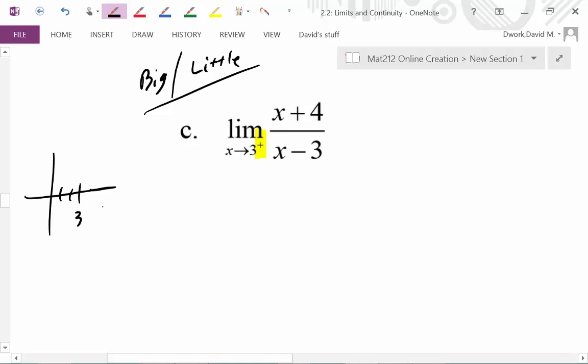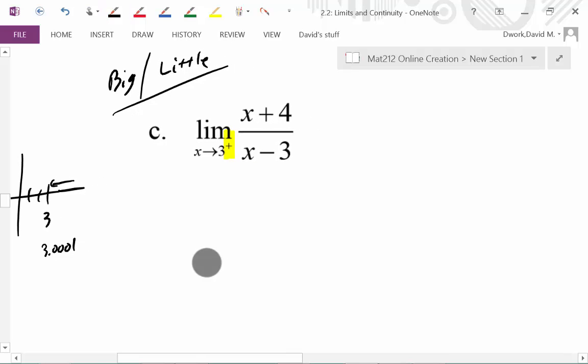So the x value of 3, if I'm coming from the right hand side, that would be numbers very, very close to 3 but slightly bigger because they're on the right. So maybe 3.00001 or something like that. So if I were to substitute in a value like that, what would we see?